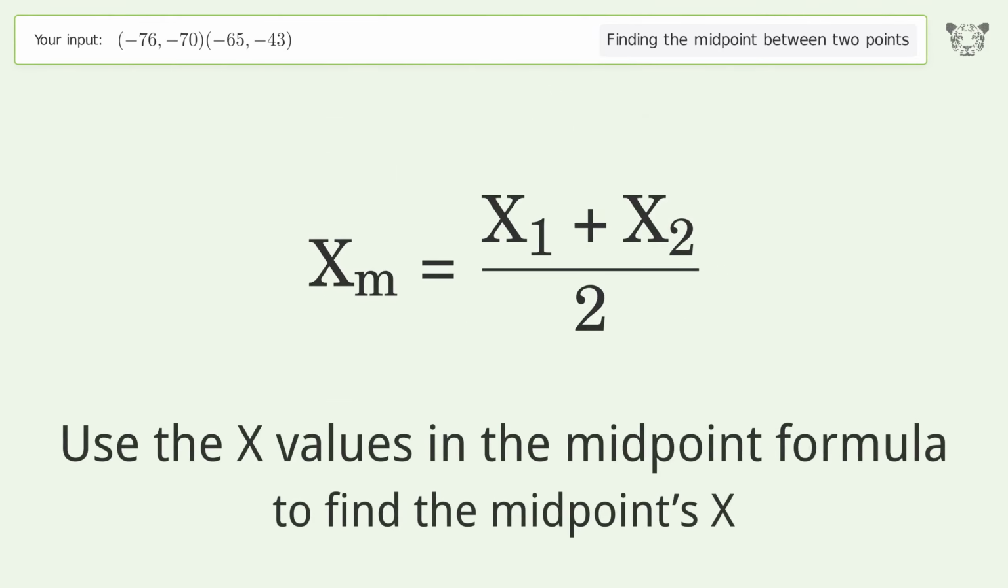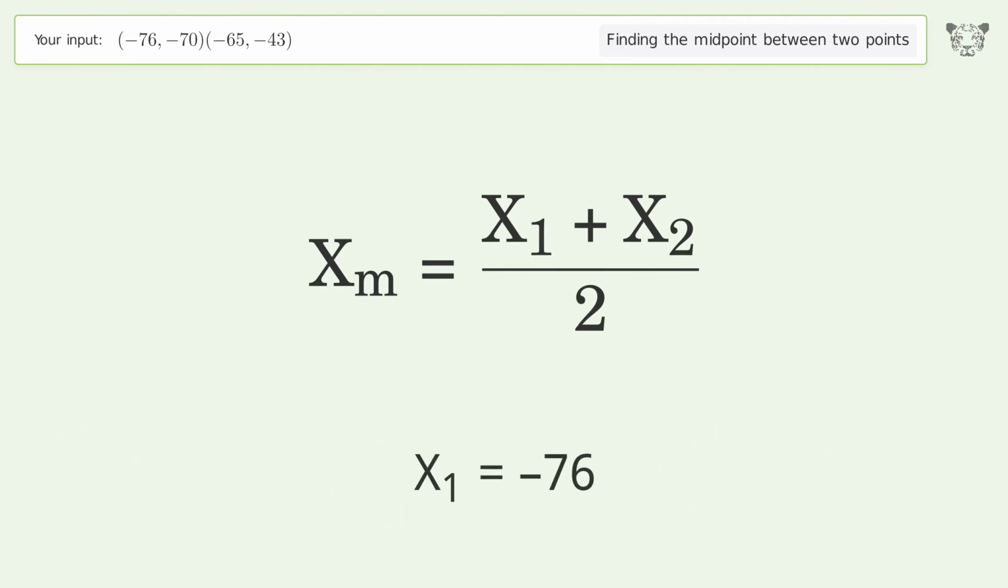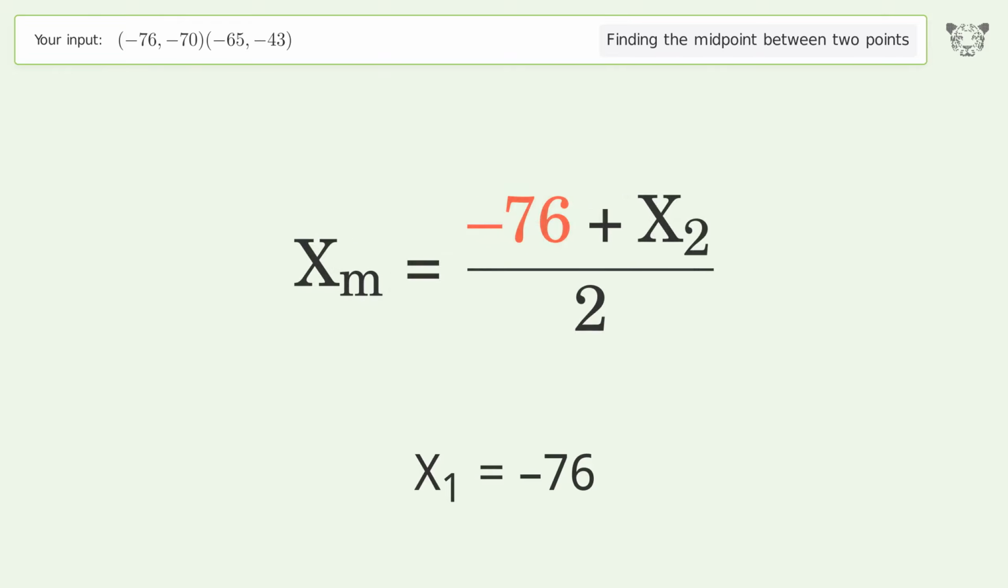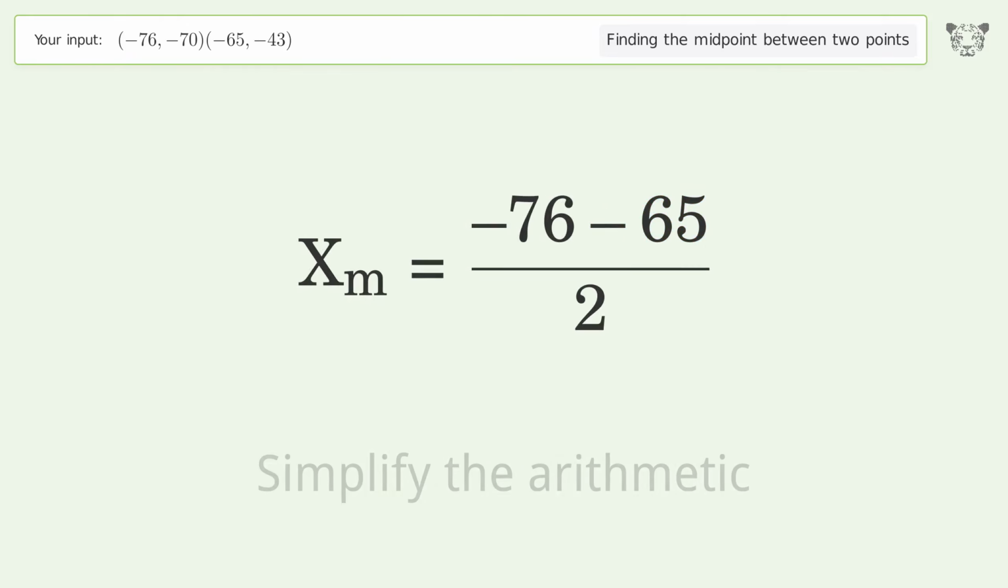Use the x values in the midpoint formula to find the midpoint's x. x1 equals -76. x2 equals -65. Simplify the arithmetic.